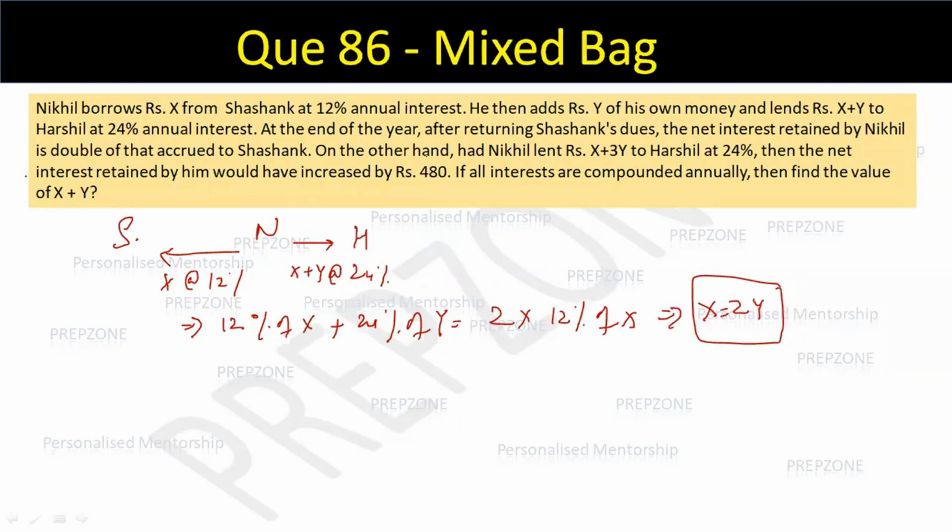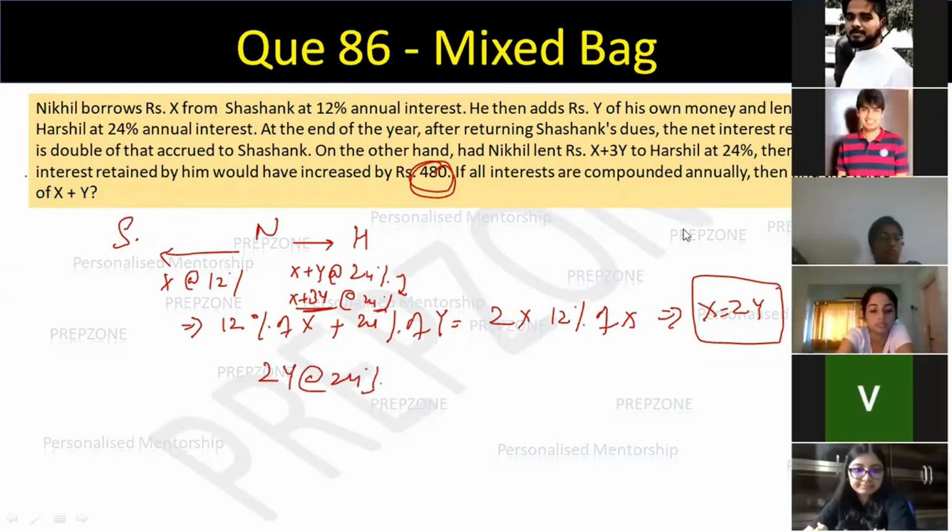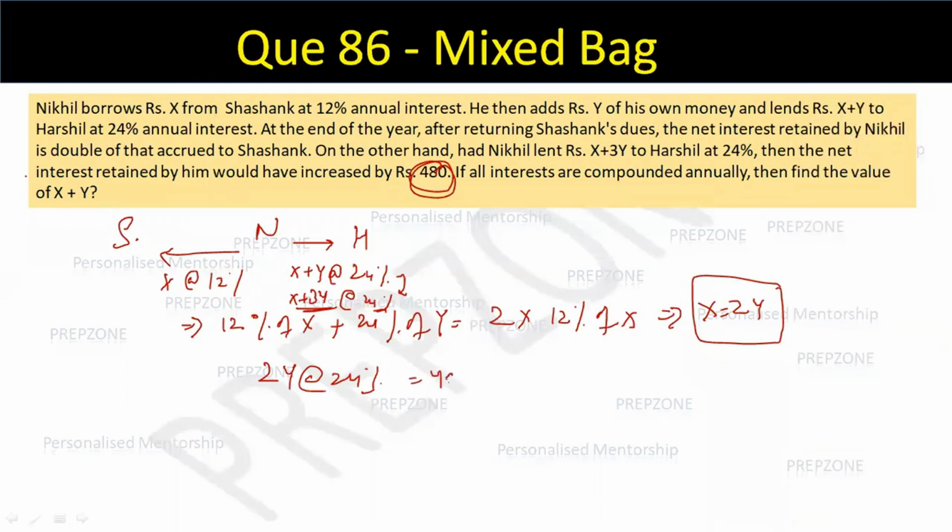Now question is, on the other hand, had Nikhil lent, अगर इसने x plus y की जगह x plus 3y दिया होता, ठीक है, at the rate of 24%, then the net interest retained by him would have increased by 480. Okay, तो अभी देखो बाकी सब कुछ same है, सिर्फ increase किसकी वजह से आएगा, the only increase that would come will be because of 2y at the rate of 24%, क्योंकि x plus y तो पहले था ही, अभी वो x plus 3y दे रहा है, so the only increase is due to 2y at the rate of 24%, and this is equal to 480, right, which means y कितना होगा, y has to be 480, right.